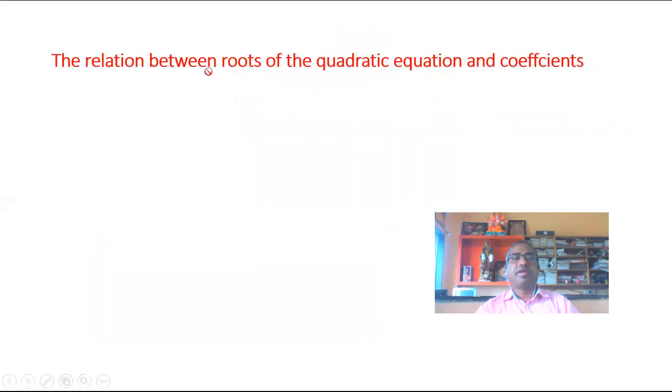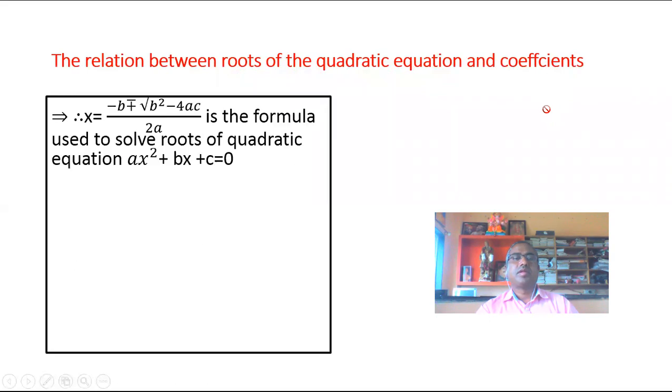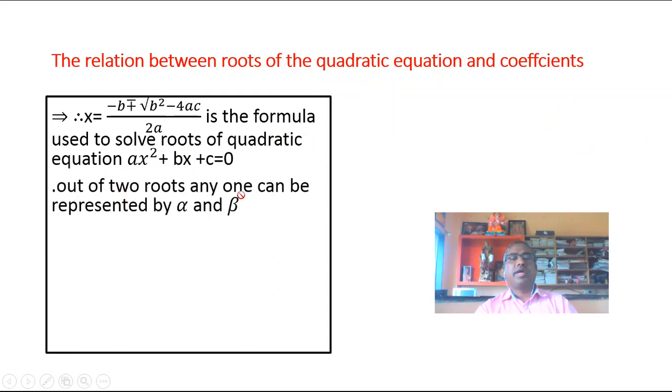The relation between roots of the quadratic equation and coefficients. We know that the formula x is equal to minus b plus minus root b square minus 4ac upon 2a is the formula used to solve roots of the quadratic equation ax square plus bx plus c is equal to 0. Out of two roots, any one can be represented by alpha and beta. The roots of the quadratic equation we consider alpha and beta.